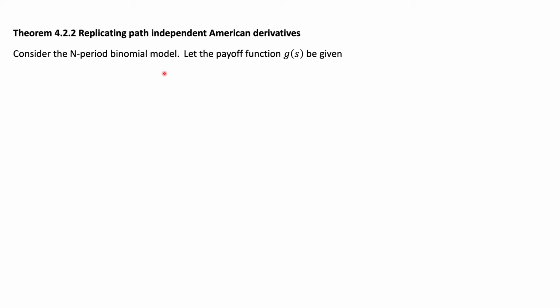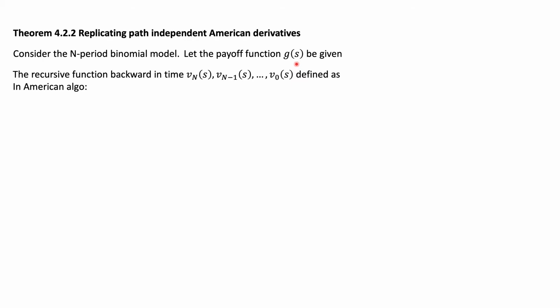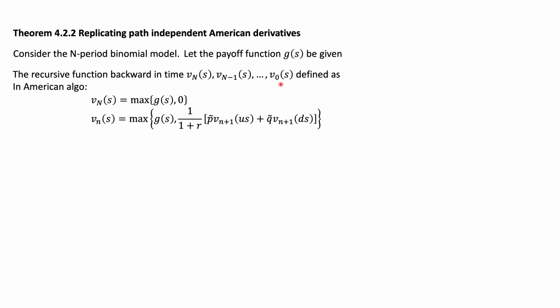Okay, so here we have the theorem that reiterates everything we have seen so far. If we consider an n-period binomial model, and the payoff function is given by G(S), then we need to find the recursive function backward in time, V_n up to V_0. It is defined by the American algorithm, and we have seen how this is done. At maturity, we ask how much I get if I exercise the option today, and is it worth it? If it isn't worth it, then I just don't exercise.